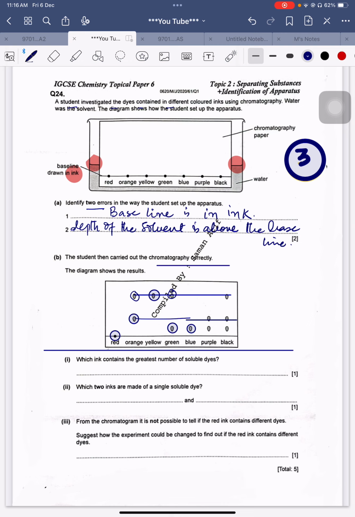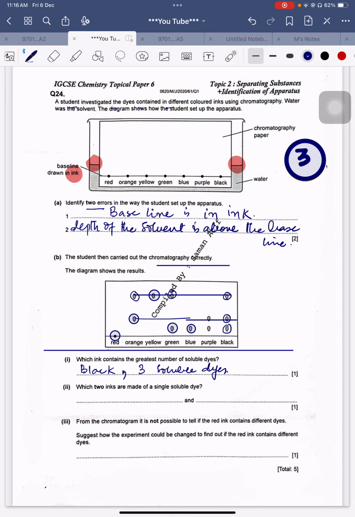Which ink contains the greatest number of soluble dyes? So it is orange or black or blue or purple. We need to look into it. The answer is black. Why is it so? Because black is converting itself into three. Greatest number, so we have to write black, and we can say that it is going to convert itself into three soluble dyes. Then what is the next question?